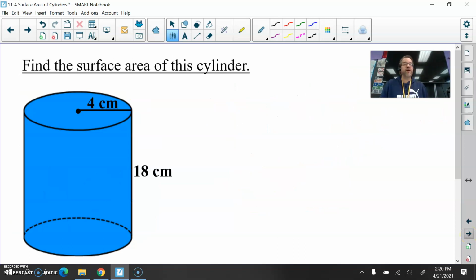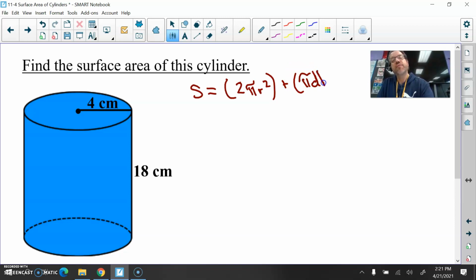Find the surface area of this cylinder. First step always is the same. Write your formula down. S equals 2 pi r squared. I have this in parentheses. Plus pi dh. I have that in parentheses. Now I'm going to rewrite the formula, except now I'm going to fill some numbers in.